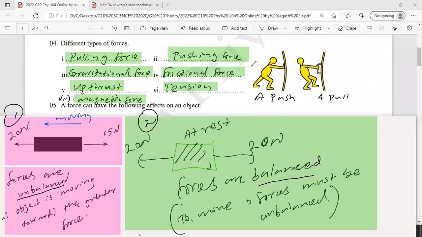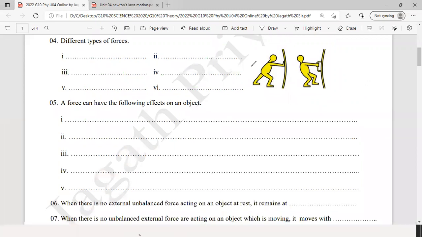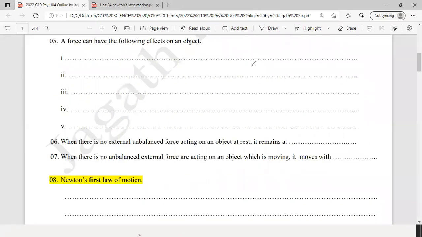Now let's see what changes. Forces can have the following effects on an object. One effect you can write: an object at rest can be moved. A body at rest can be moved by applying a force. So you hit the ball or you kick the ball.